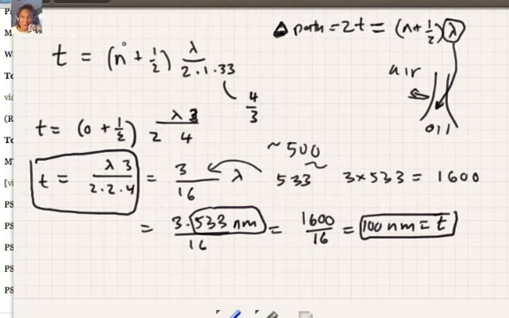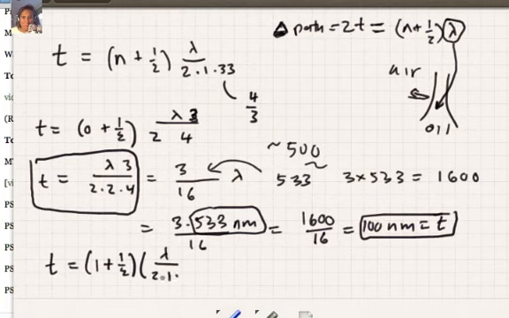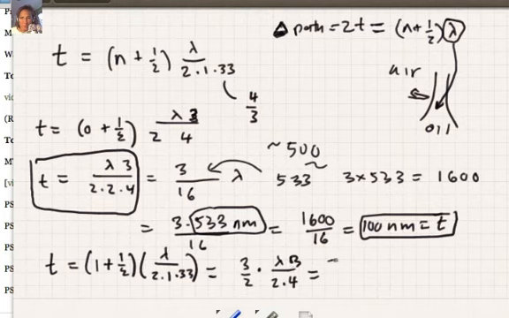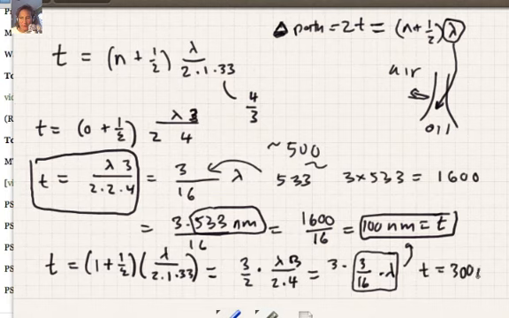Well, the next one will occur when n equals 1; that was n equals 0. So T equals 1 plus 1/2 times lambda over 2 times 1.33, and this equals 3/2 times lambda over 2. I'm going to do the same thing and substitute 4/3 for 1.33 to get the same thing as before, except I have 3 times 3/16 times lambda. Again, lambda is 533 nanometers. This is the same result as the first one times 3, so the next thickness is 300 nanometers.